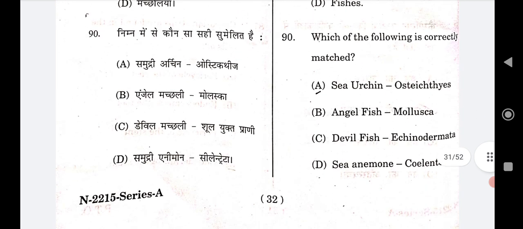Next question is, which of the following is correctly matched? I think the answer is sea urchin, ostrich thighs. I'm not sure. If you know the correct answer of this question, and if I am wrong, then please do comment in the comment box, right? Question number 90.